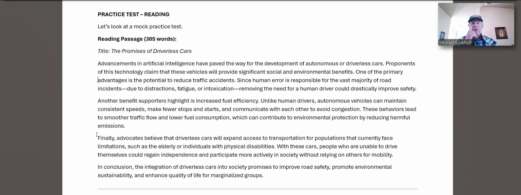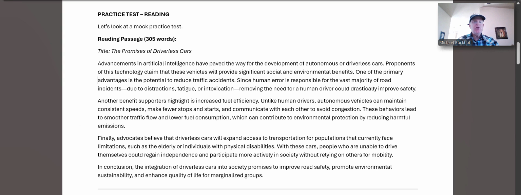With these cars, people who are unable to drive themselves could again regain independence and participate more actively in society without relying on others for mobility. In conclusion, the integration of driverless cars into society promises to improve road safety, promote environmental sustainability, and enhance quality of life for marginalized groups.